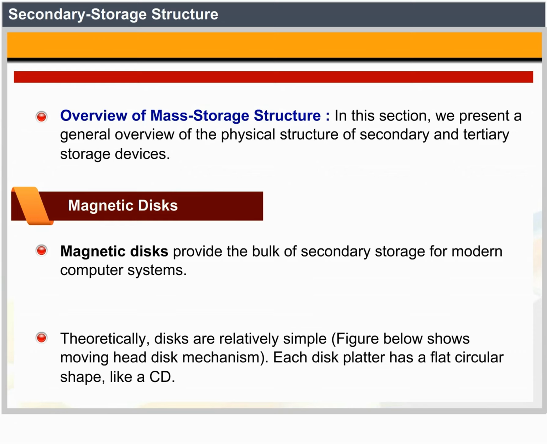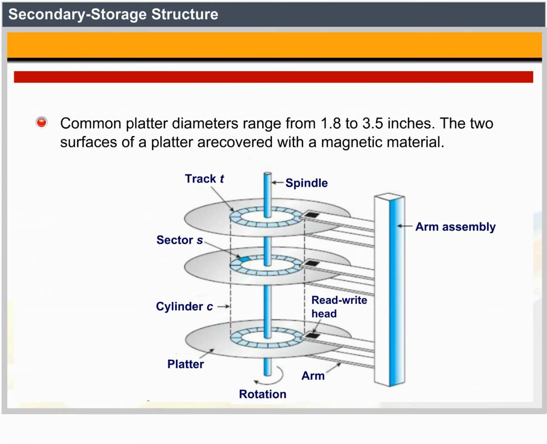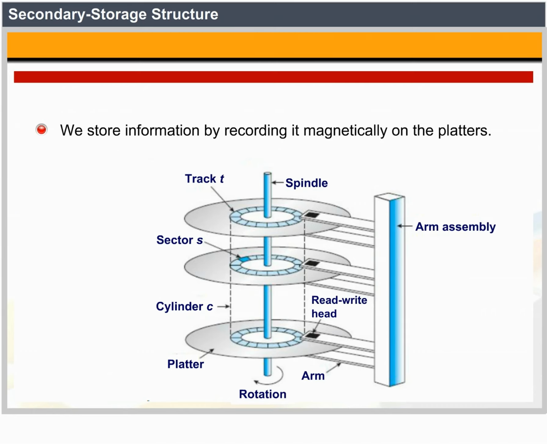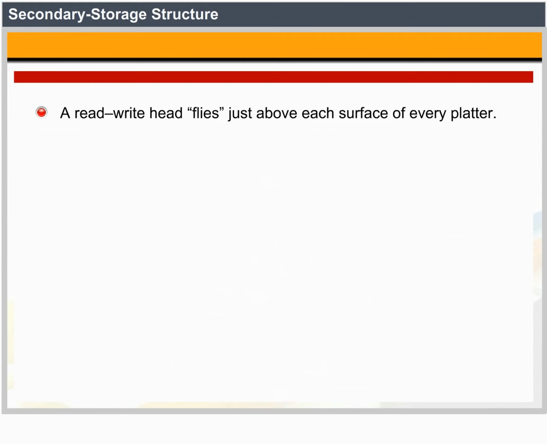Each disk platter has a flat circular shape like a CD. Common platter diameters range from 1.8 to 3.5 inches. The two surfaces of a platter are covered with a magnetic material. We store information by recording it magnetically on the platters. A read-write head flies just above each surface of every platter. The heads are attached to a disk arm that moves all the heads as a unit.